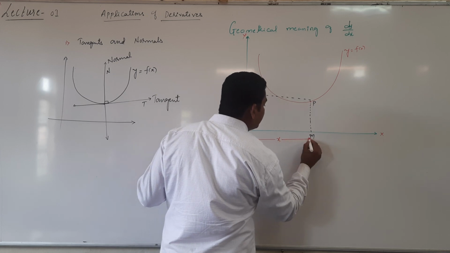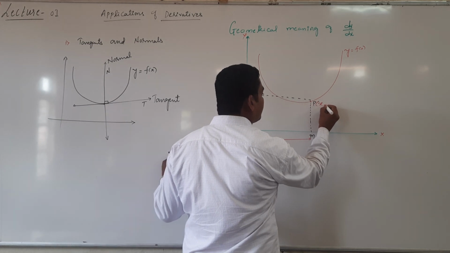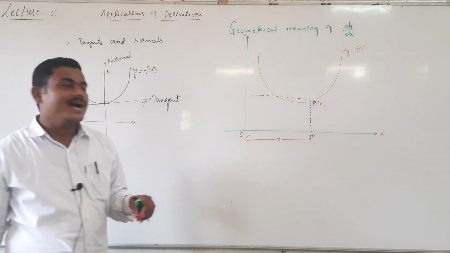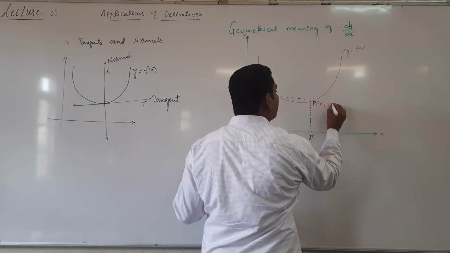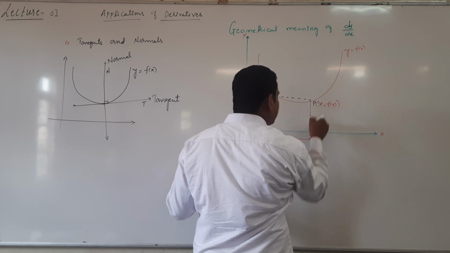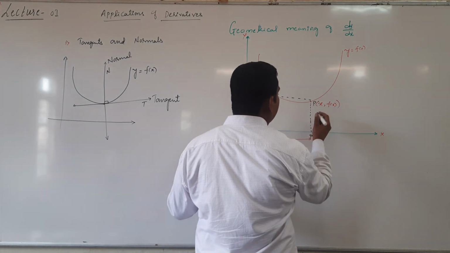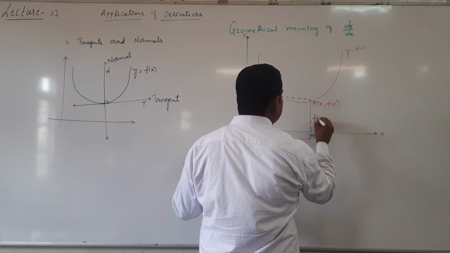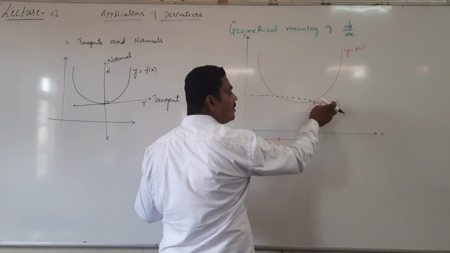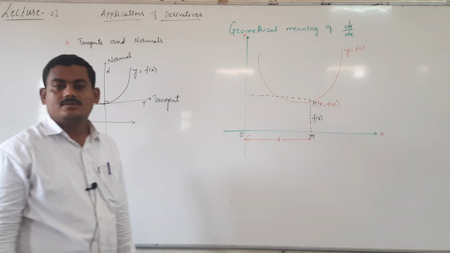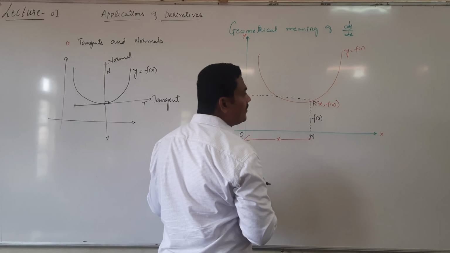This is x units. Horizontal distance means the x coordinate of the point. Then what is the y coordinate? Y is nothing but f of x. This height, the vertical distance, is f of x. This is f of x, this is x, so the coordinates of point P are x comma f of x.